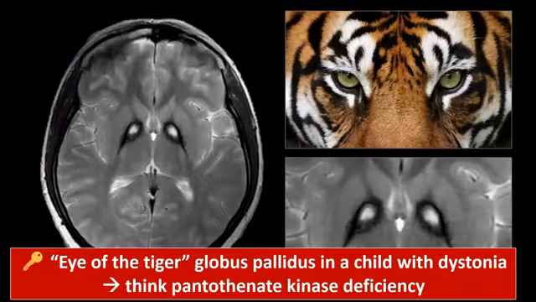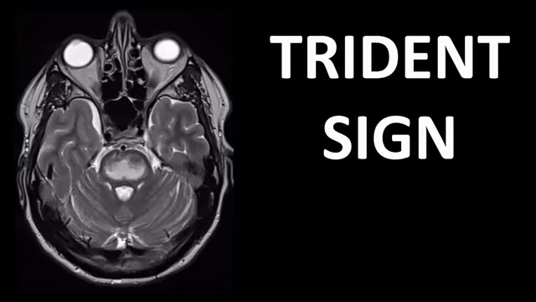Now, because this is a disorder involving the basal ganglia, this can lead to movement disorders. It's a genetic disorder, so patients are generally younger. So if you see the eye of the tiger sign in the globus pallidus in a child with dystonia, think pantothenate kinase deficiency as your diagnosis, also an example where such a sign can lead to the diagnosis of a rare disorder.